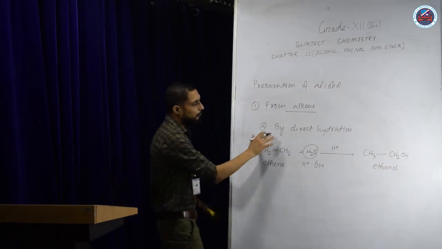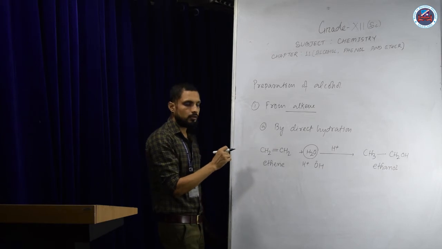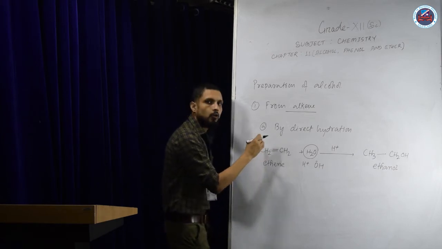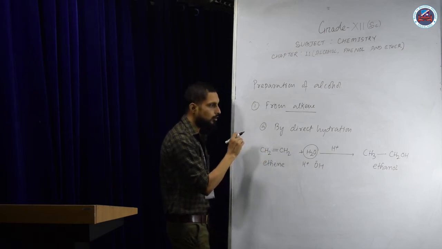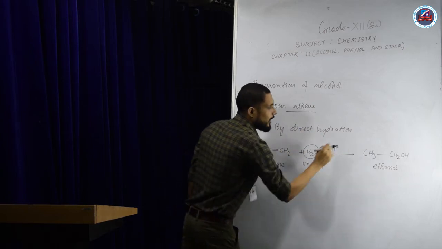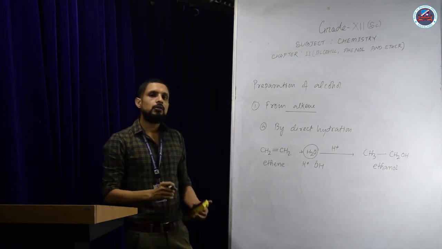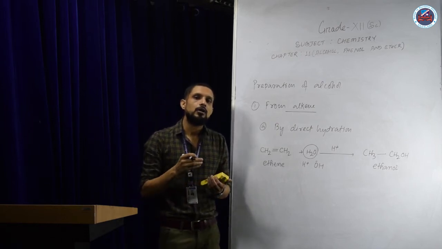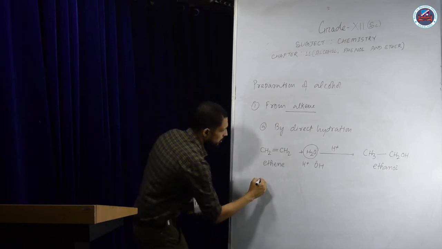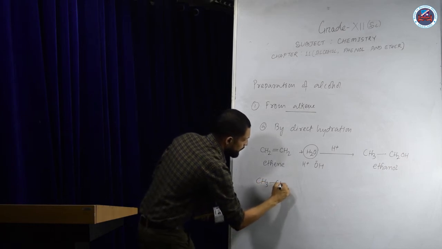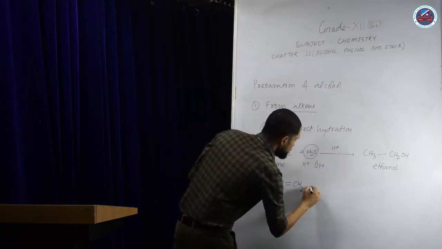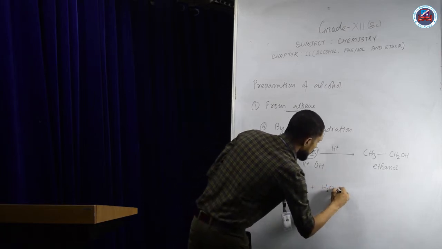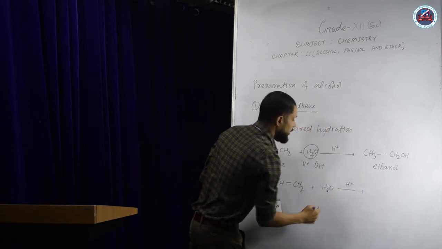And the name of this compound is ethanol. So in case of symmetrical alkene, that is alkene with equal number of hydrogen atoms with the carbon forming double bond, the formation of alcohol is simple. But what if the alkene is unsymmetrical? Like CH3, CH double bond, CH2 plus H2O, addition of water in presence of acid.